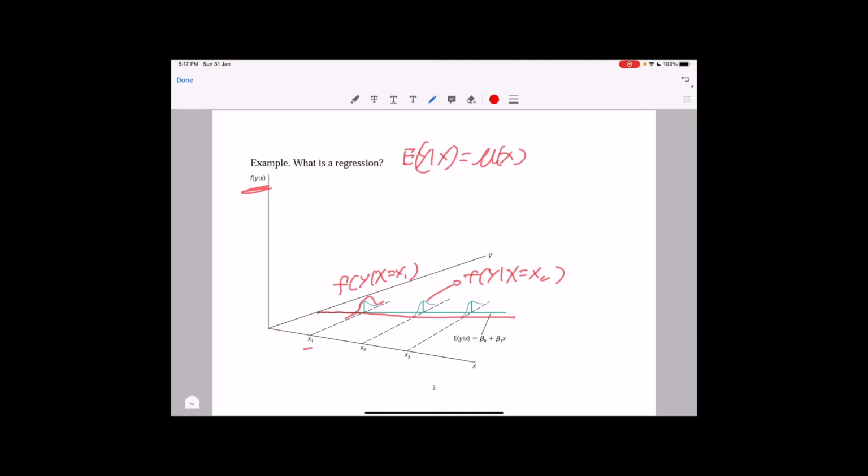If we only care about the conditional mean, we may not need the whole distribution here. In this case, the conditional mean is actually a linear function of x. In general, of course, the conditional mean could be a nonlinear or complicated function of x.